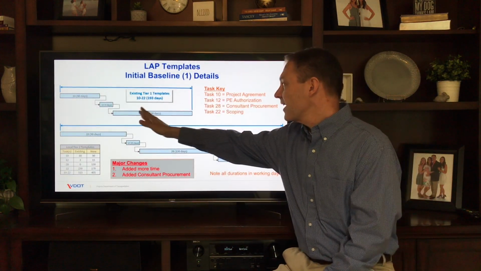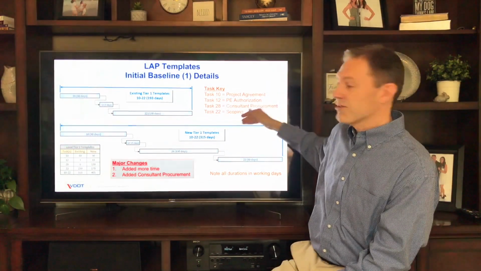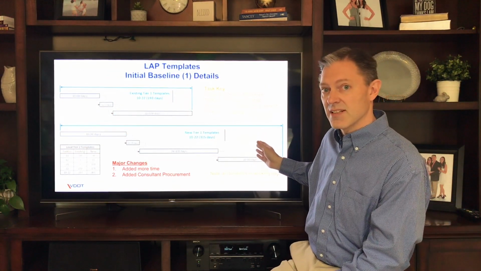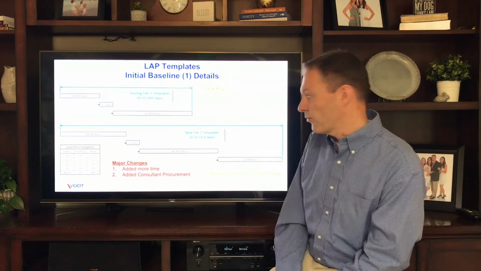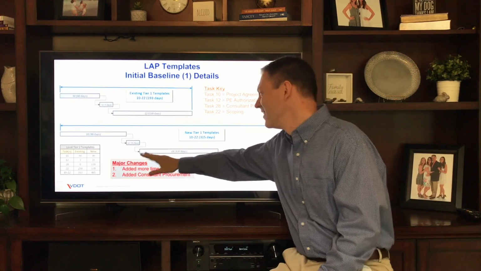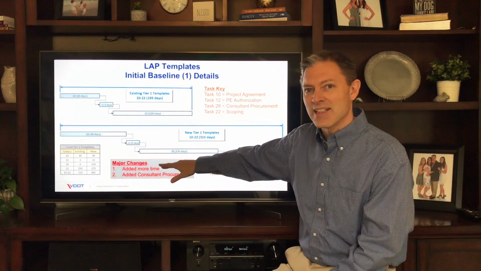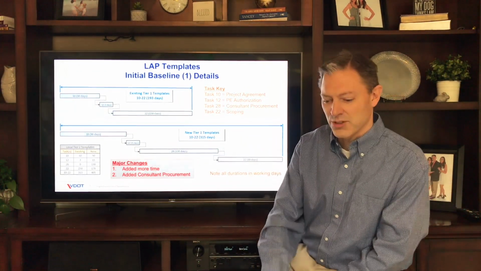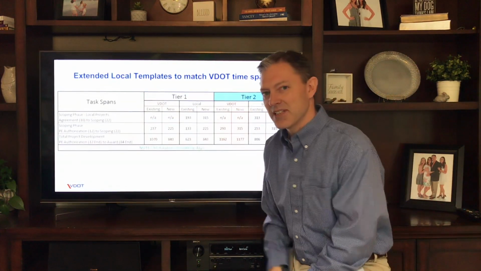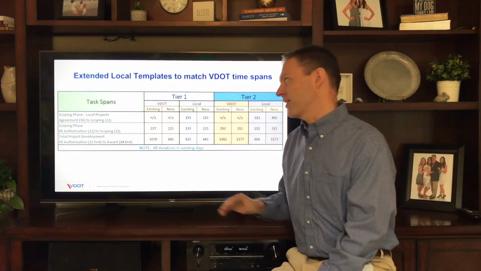So from Task 10 to Task 22, from project agreement to scoping, you can see it used to be 193 days. It is now 315 days for an LAP project, Tier 1. And the big changes, sorry, I feel like a weatherman here, don't intend to, but the major changes: we added more time to the tasks, and we added consultant procurement. You may not be able to see these numbers, but hopefully you can on the PDF if you have interest.